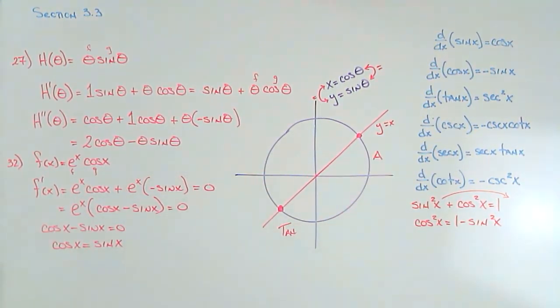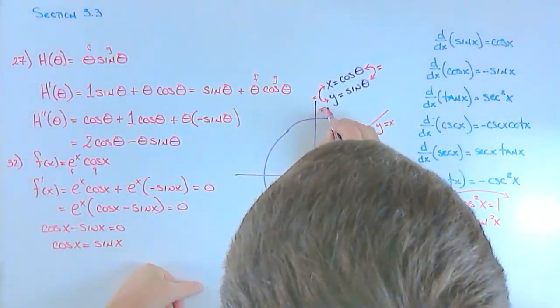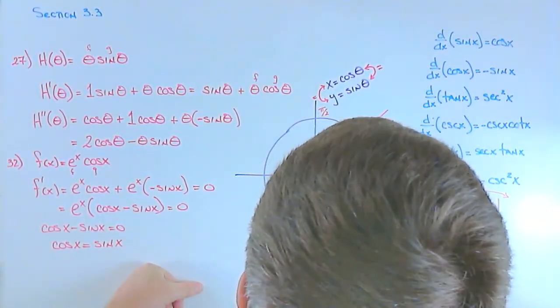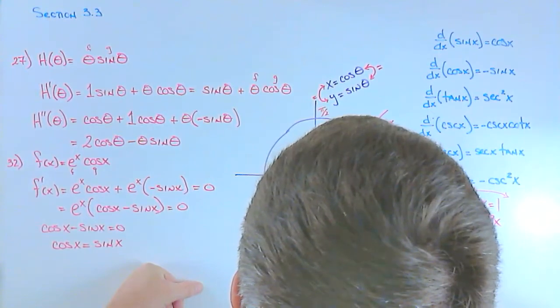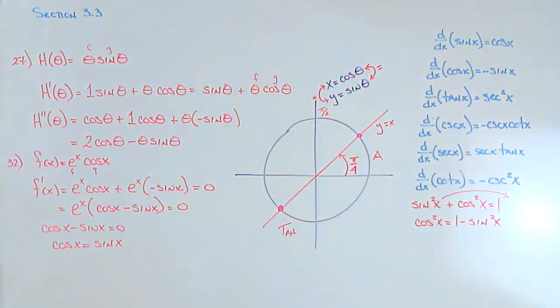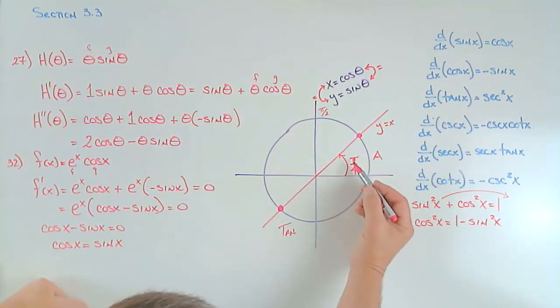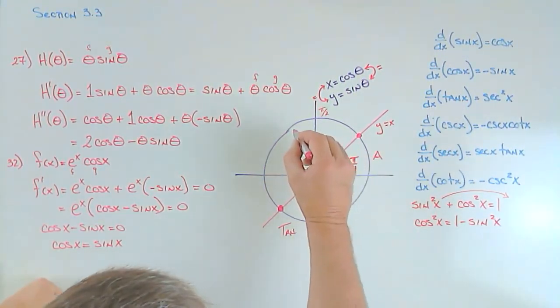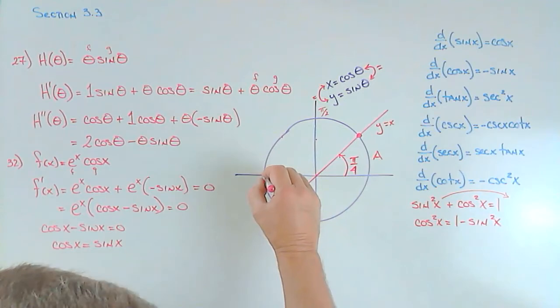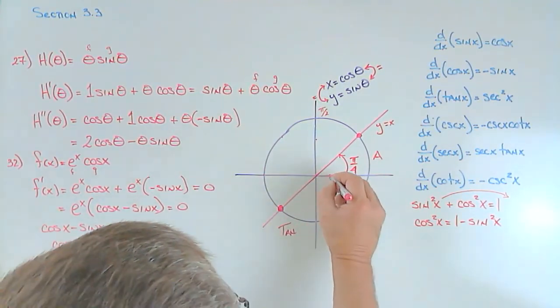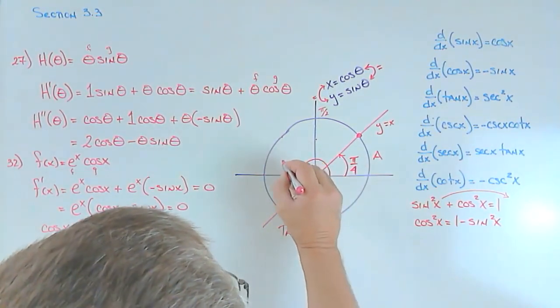So we need to know what those angles are. Now, we know that's a 45-degree line. We know this is pi over 2 here. So we know this angle right here is pi over 4. And this angle right here, right? If we're going in over 4s, pi over 4, 2 pi over 4, 3 pi over 4, 4 pi over 4, this angle right here is 5 pi over 4.